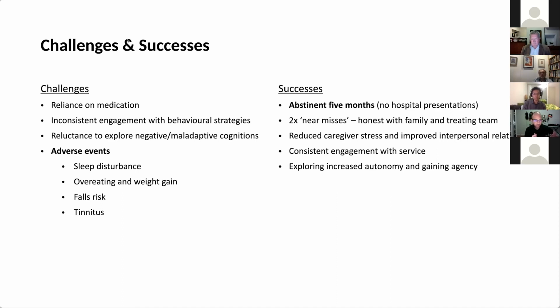Her caregivers report significantly less stress, and she's starting to reconnect with other members of the family. Like I've emphasised, she's engaged really well with me on a weekly basis. And I think we're almost going to achieve one of her goals of regaining trust and independence. And I just wanted to highlight in a final little vignette how this came about.